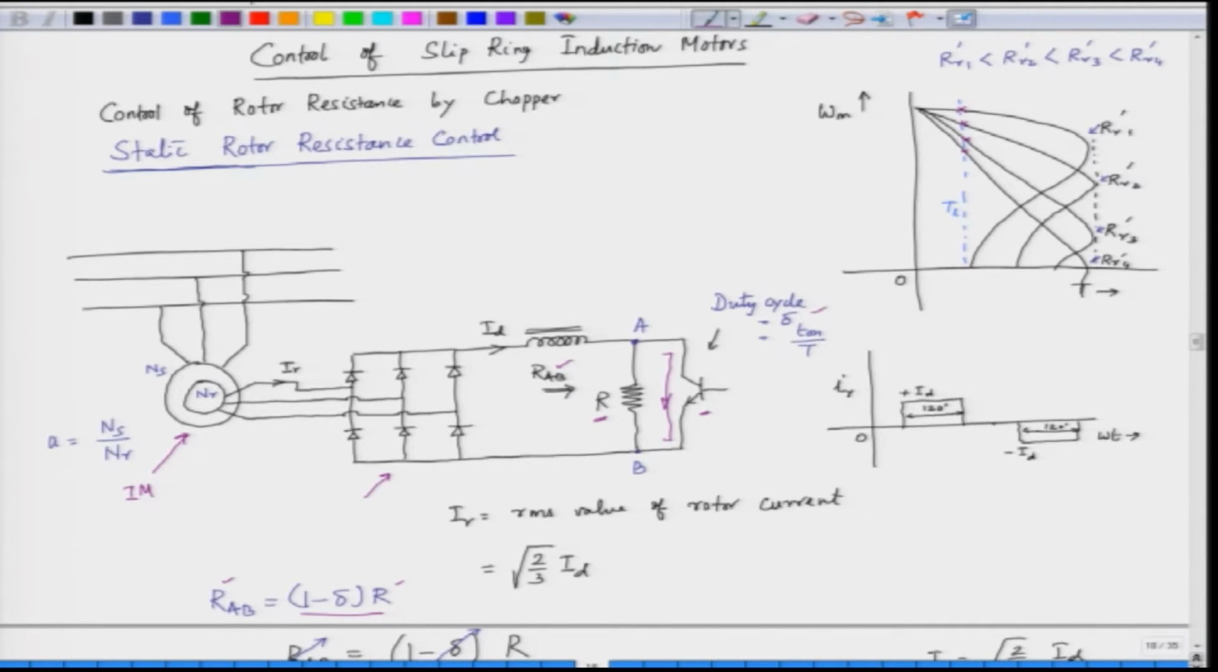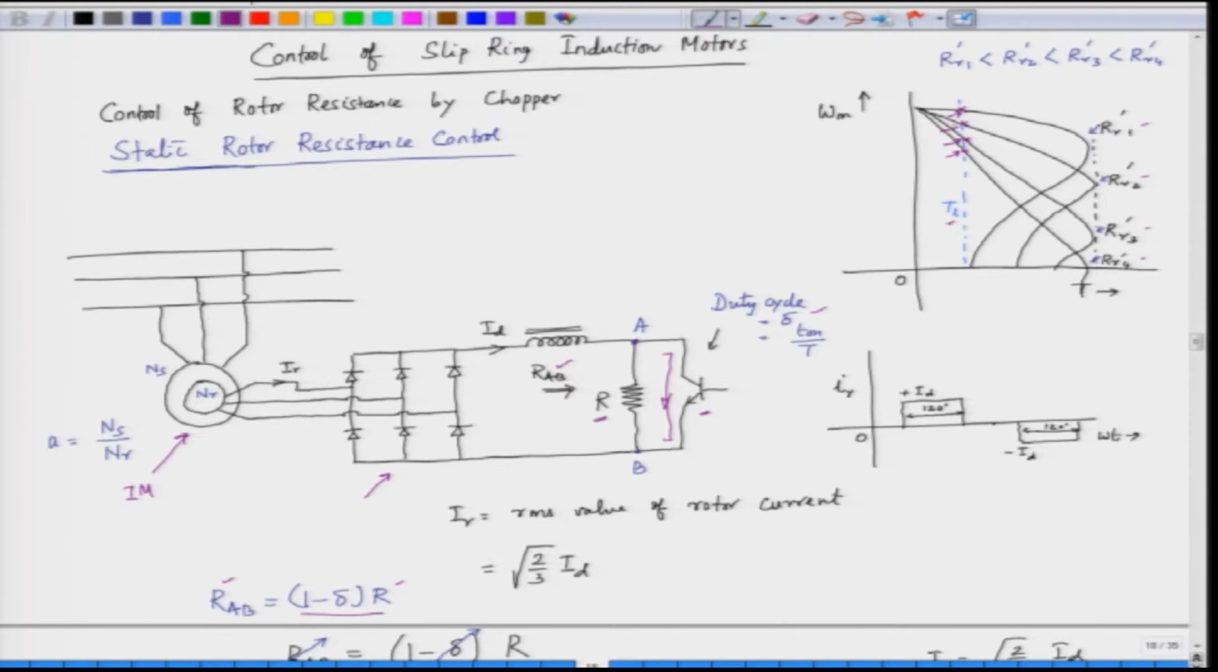Now, we would like to control this in closed loop. We would like to control the speed. Now, these are the characteristics for various rotor resistances RR1, RR2, RR3 and RR4. As you go on varying the rotor resistance, the curve changes and the speed will also change, because we have a load torque profile, and if we change the rotor resistance, the speed is decided by the intersection of the two characteristics.